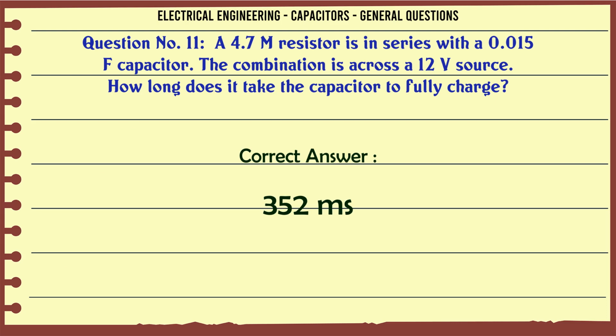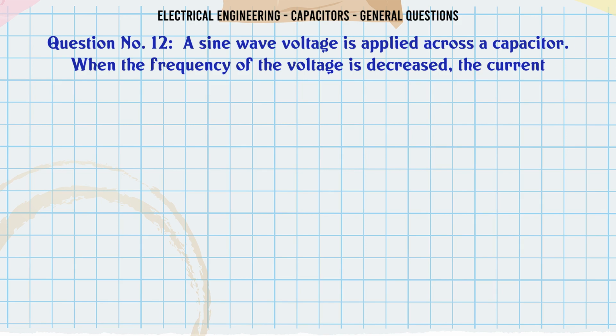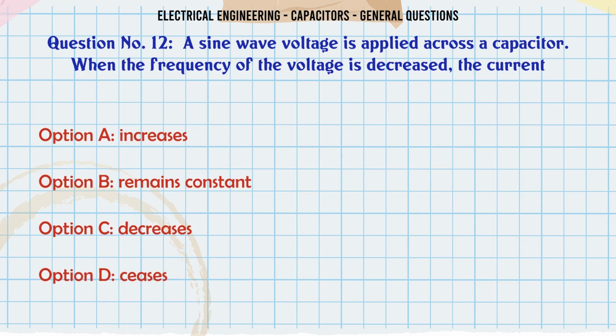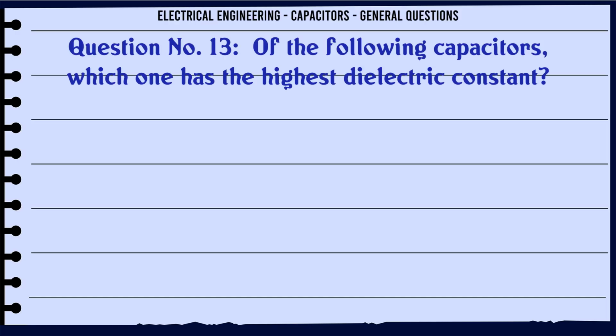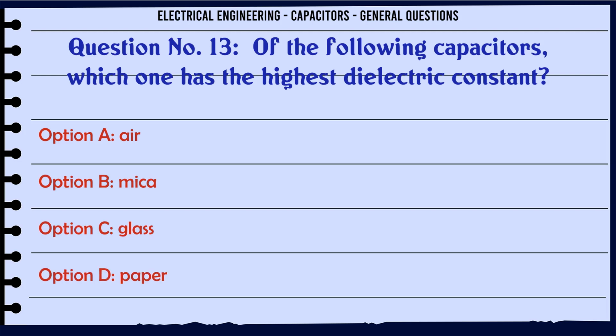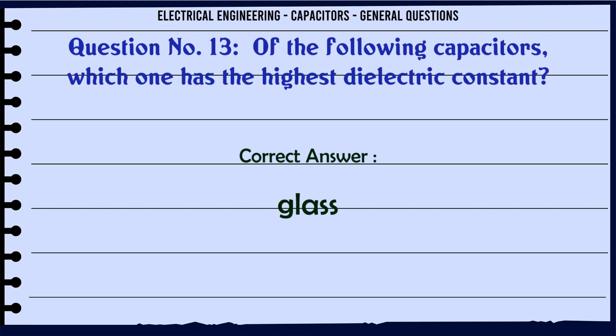352 ms. A sine wave voltage is applied across a capacitor. When the frequency of the voltage is decreased, the current A increases, B remains constant, C decreases, D ceases. The correct answer is decreases. Of the following capacitors, which one has the highest dielectric constant? A air, B mica, C glass, D paper. The correct answer is glass.